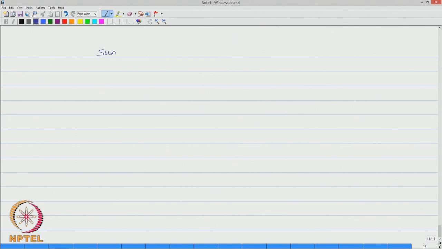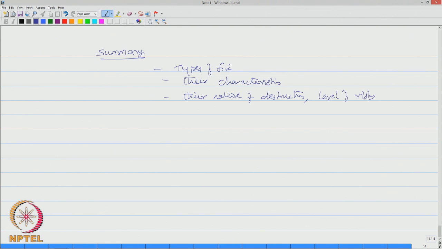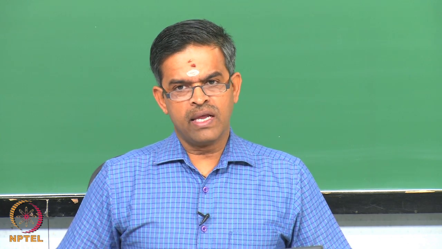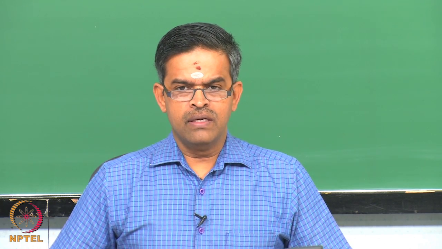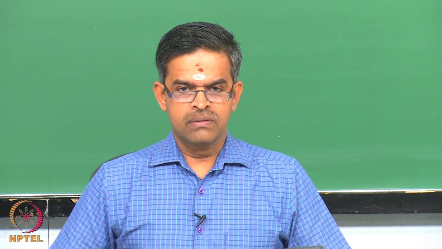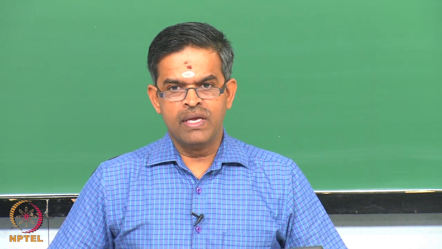So, friends, in this lecture we discussed different types of fire, their characteristics, their nature of destruction and the level of risks involved. We do agree that fire and explosion accidents are inevitable, because they arise essentially because of the complexities present in the process systems. They cannot be completely mitigated, they can be avoided by intelligent design, but because of process complexity they will be inherently present.